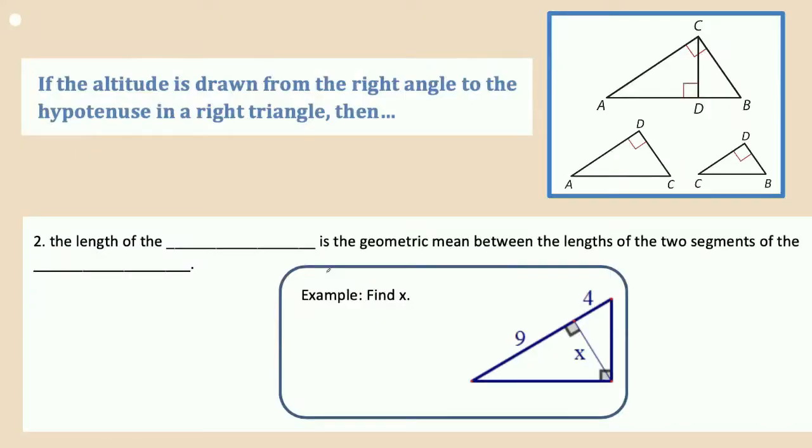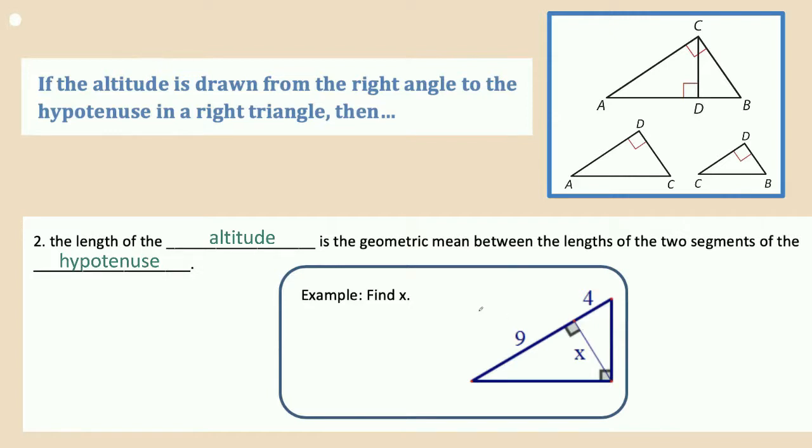So here's an example, but first let's fill this in. If the altitude is drawn from the right angle to the hypotenuse in a right triangle, then the length of the altitude is the geometric mean between the lengths of the two segments of the hypotenuse. So that's what we just mentioned. Looking at this example here, it says find x.